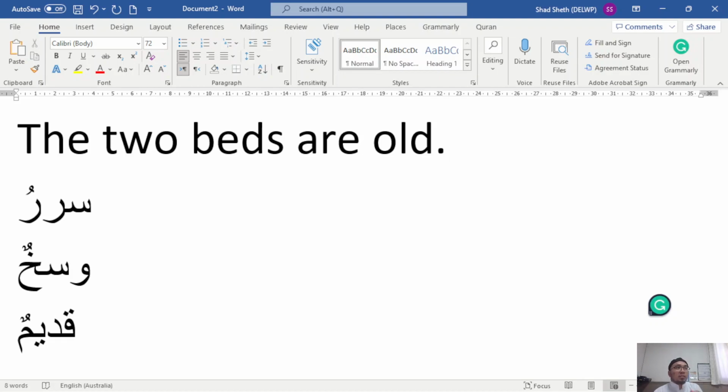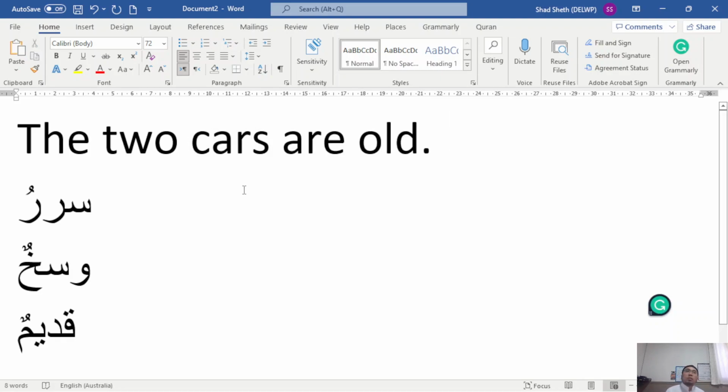Because the rule that we are learning today is if it is a plural, ghairul aqil, then yes, you treat it as singular feminine. But if it is dual, it's not plural. Dual is not equal to plural. So as-sarirani qadimani. Yeah. So qadimun, qadimani. Okay. So if you want to say the two cars are old, how do you say that? Sayaratani qadimatani. Good. Because it's now feminine, isn't it? So instead of qadimatun, qadimatani.